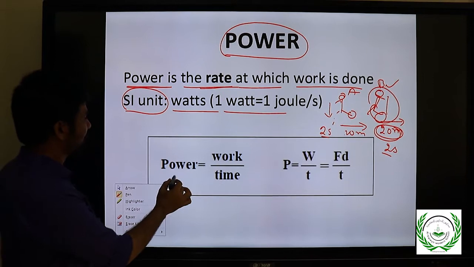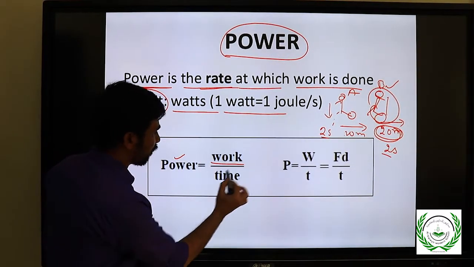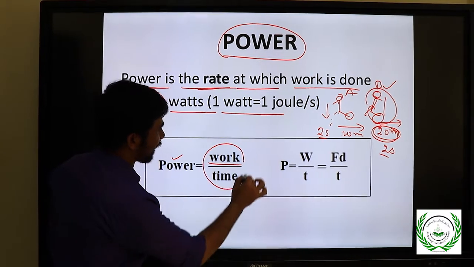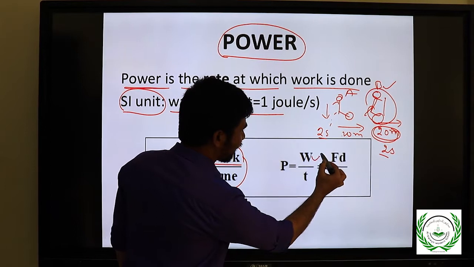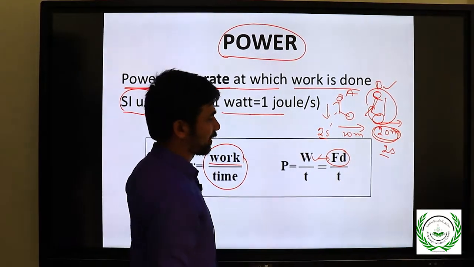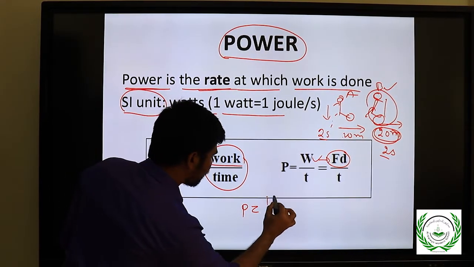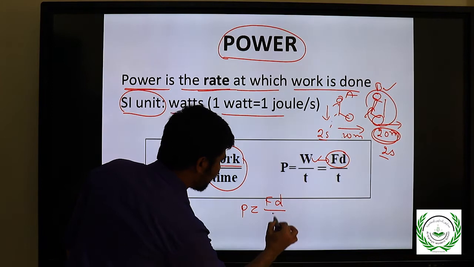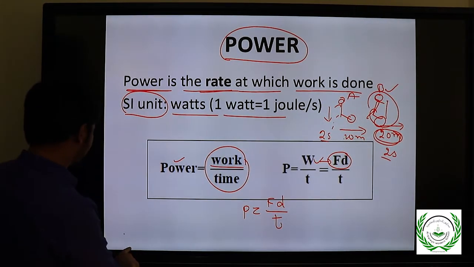Now, what is the formula for power? Power equals work divided by time, P equals W by T. What is work? Already we have learned that work is force times displacement or distance. So we can also write P equals F times D divided by T. Right? Let's start.